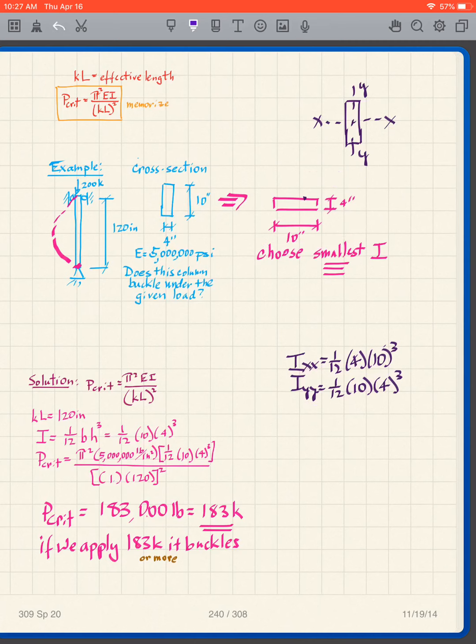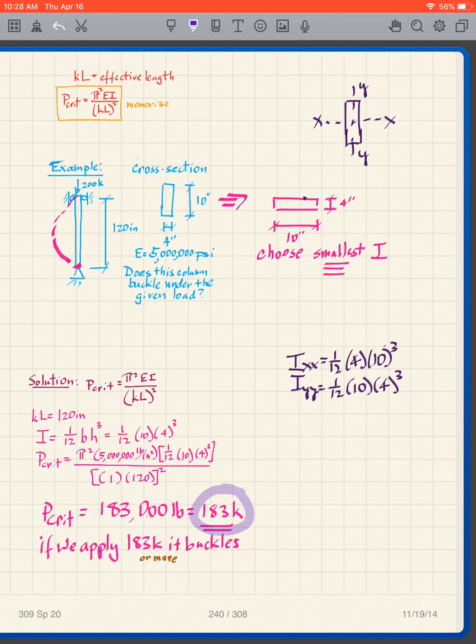So when I use my equation to get I, I'm going to have 1/12 times 10 times 4 cubed. And notice my K for this is 1 because of this shape here. And so KL is simply going to be 120 inches. I now plug it into my expression. Pi squared is obvious. E, I've given you that. I, 1/12 times 10 times 4 cubed. KL, 1 times 120, squared.